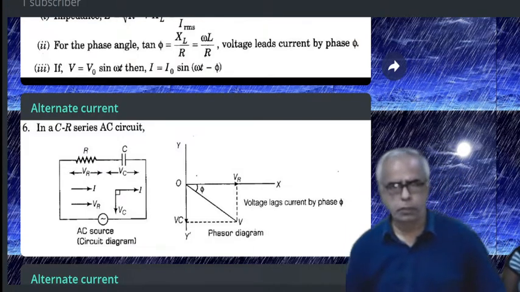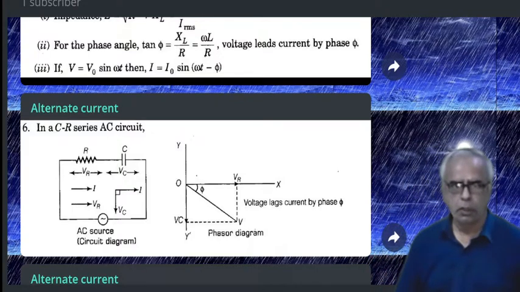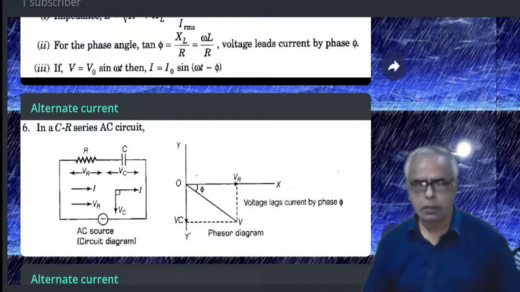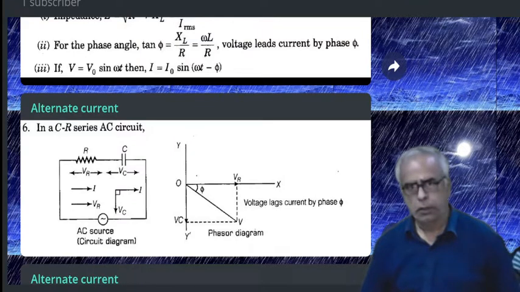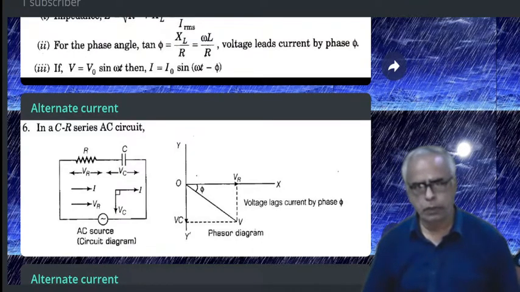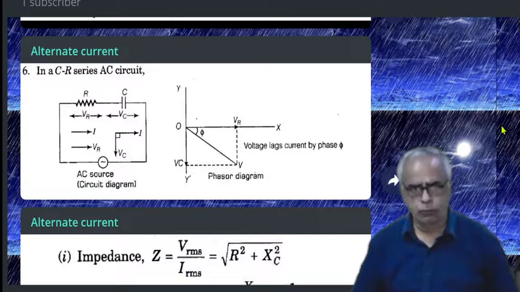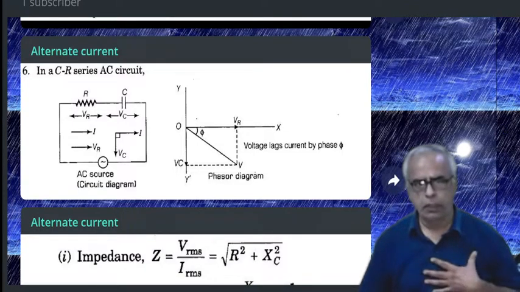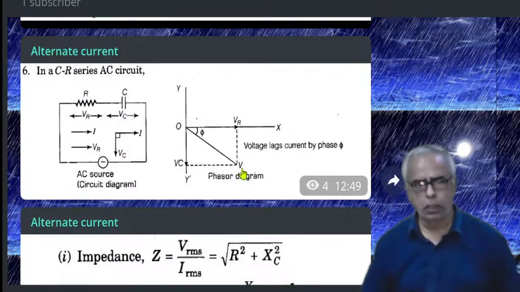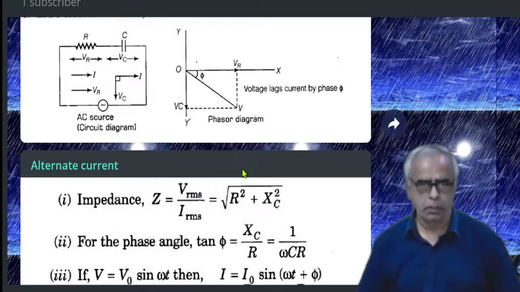In today's session, I'll be explaining about LCR series, that is AC circuit in LCR. L represents inductor, C represents capacitor, R represents resistor.